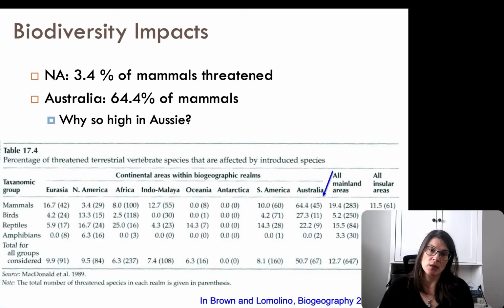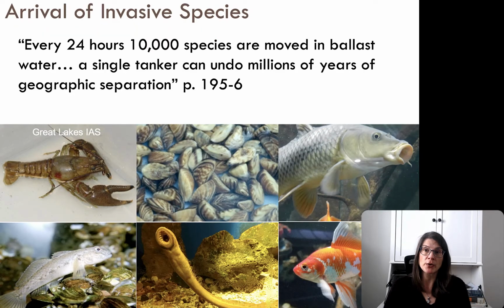Biodiversity impacts are significant. The percent that are threatened of the terrestrial vertebrate species in North America amounts to about 3.4%. In places like Australia, that island continent, 64% of its mammals are threatened by invasive species. It's quite an astounding proportion of vertebrate biota that is endangered. And they're arriving, of course, due to human hands.